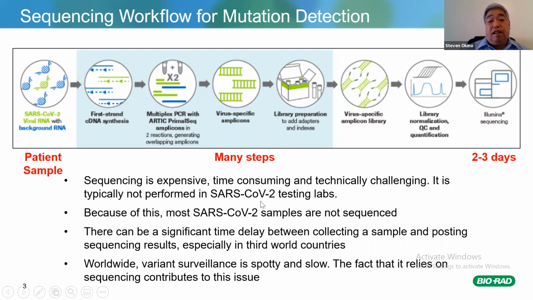It's not performed in SARS-CoV-2 testing labs, where they are able to make diagnoses of whether patients are infected or not. Because of this, most SARS-CoV-2 samples are not sequenced, and there can be a significant time delay between collecting a sample and posting the sequence results, especially in third world countries where they don't have access to sequencing. Therefore, worldwide variant surveillance is spotty and slow, and the reliance on sequencing really contributes to this issue.